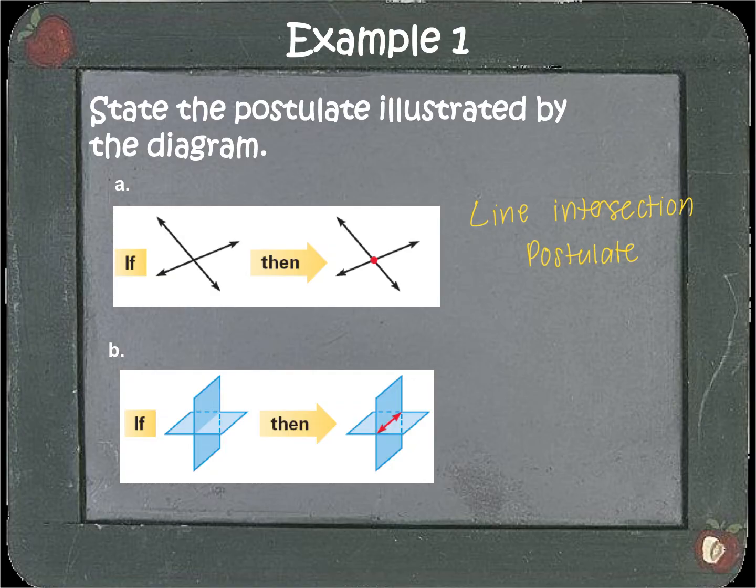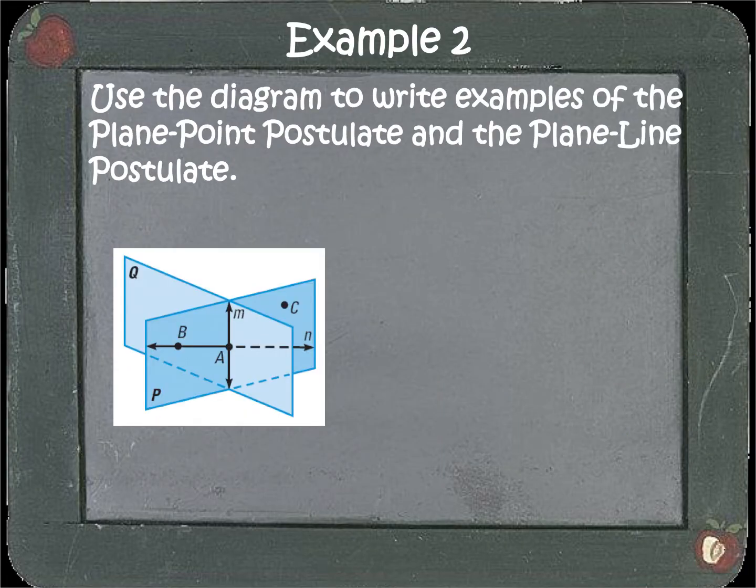Okay, looking at the next one, this has to do with my planes. If two planes intersect, then their intersection is a line. So I had a line intersection, now I have my plane intersection postulate. Again, with practice, you will definitely be able to see the difference between the postulates. So please make sure you're practicing those.